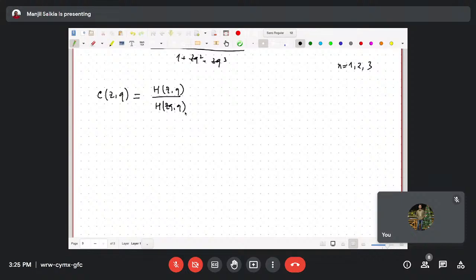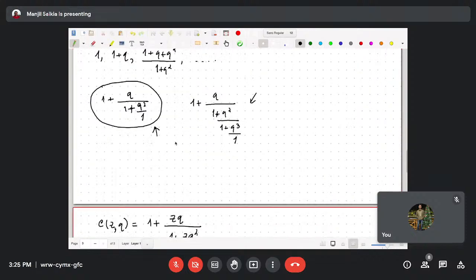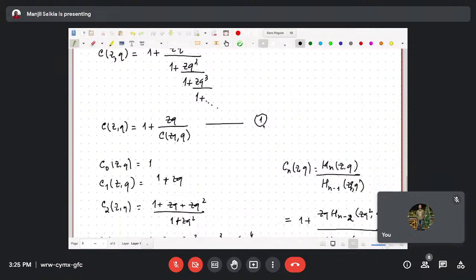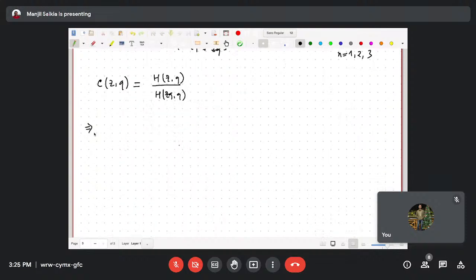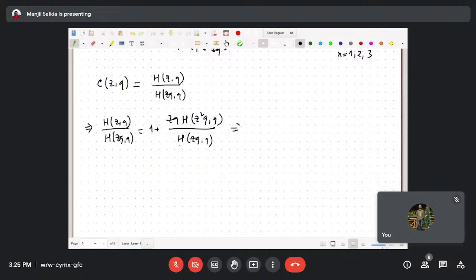Okay. So if I use that, again, I want to use this recursion which I had, equation number one, C of z, q was equal to 1 plus zq divided by C of zq, q. So if I use it here, then this would imply that I have H of z, q divided by H of zq, q is equal to 1 plus zq H of zq squared, q divided by H of zq, q. And if I divide out H of zq, q from both sides, then I'll just have H of z, q, which is equal to H of zq, q plus zq H of zq squared, q, okay? And this is now my equation two, let's call it.